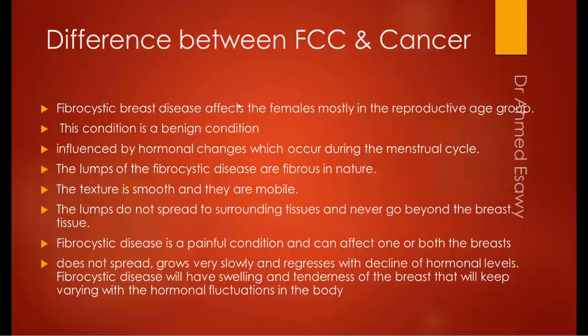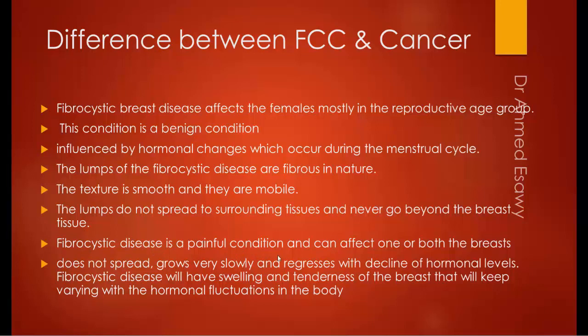What's the difference between fibrocystic change and cancer? Fibrocystic breast disease affects females mostly in the reproductive age group. Fibrocystic change is a benign condition. It is influenced by hormonal changes which occur during the menstrual cycle. The lumps of fibrocystic disease are fibrous in nature. The texture is smooth and mobile. The lump does not spread to surrounding tissue and never goes beyond the breast tissue.